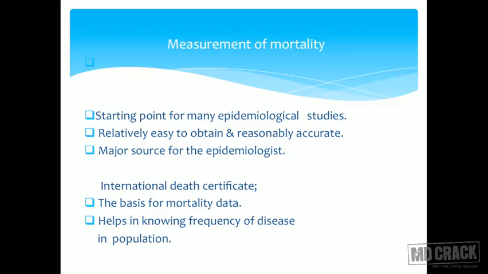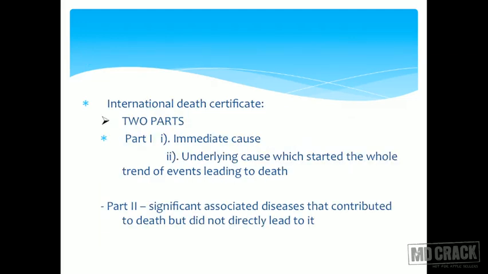It is the basis of mortality data, and it helps in knowing the frequency of disease in the population. It has two parts. Part 1 deals with immediate cause as well as underlying cause, which started the whole trend of events leading to the death. And part 2 is significantly associated disease that contributed to the death but does not directly lead to it. I know this is pretty confusing. You understood nothing. Neither did I when I first learned this. Let us take this step by step, with a real life example, so you have everything sorted out.